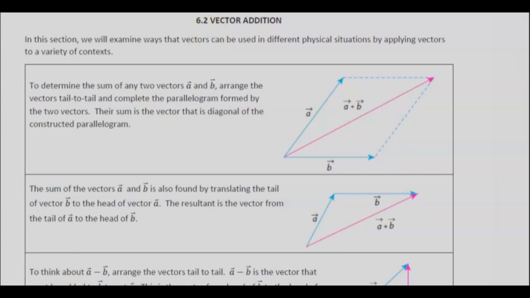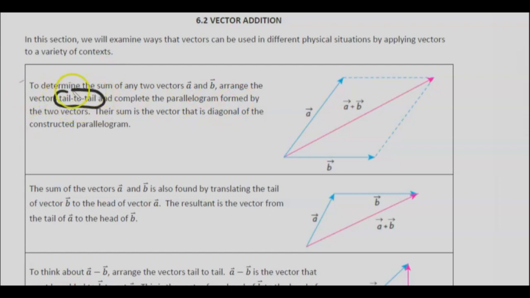Okay, 6.2 vector addition. In this section, we will examine ways that vectors can be used in different physical situations by applying vectors to a variety of contexts. Okay, so to determine the sum of any two vectors, say for example, vectors A and B, we want to arrange the vectors tail to tail.